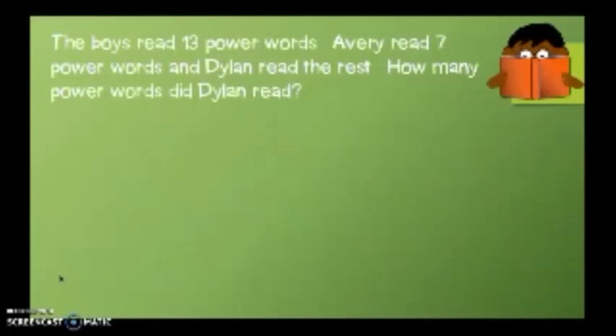The boys read 13 power words. Avery read 7 power words, and Dylan read the rest. How many power words did Dylan read? I'm going to go ahead and read that again to you.